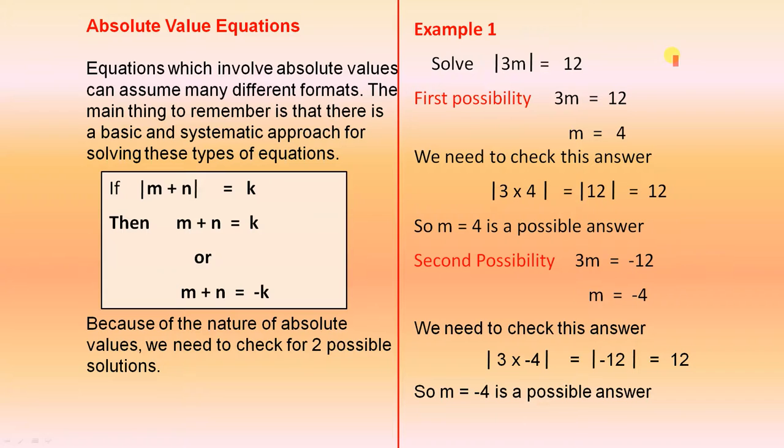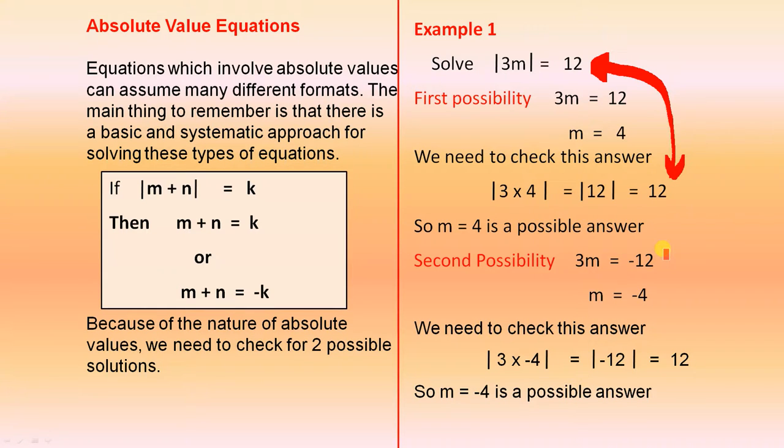Let's look at the first example. If the absolute value of 3m equals 12, our first possibility is that 3m can equal 12, that is m equals 4. So we need to check this answer. So we put 4 wherever we see m in the original equation. So the absolute value of 3 times 4 is the same as the absolute value of 12, and that's 12. So m equals 4 is a possible answer because those two answers are the same. And that'll be the same for each example.